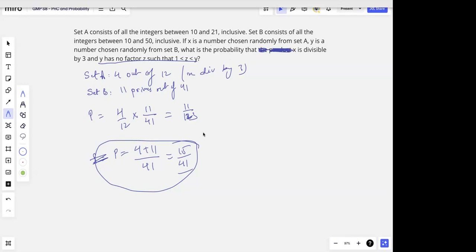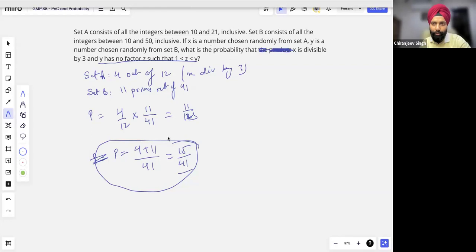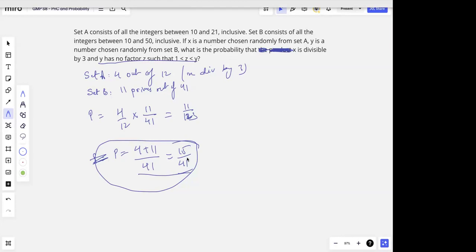But I also have one other approach: since it's and, it could be an intersection of divisible by 3 and a prime, and the denominator would still be 41. So those are the only two options I would say my answer would be. So you don't see any problem with this? You see that this is one way and the other is another way. Yeah, I think this is the right approach. I don't think we have to multiply it right now.